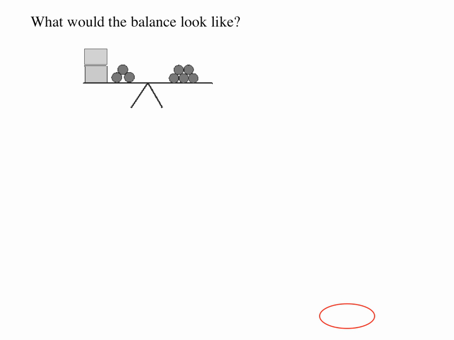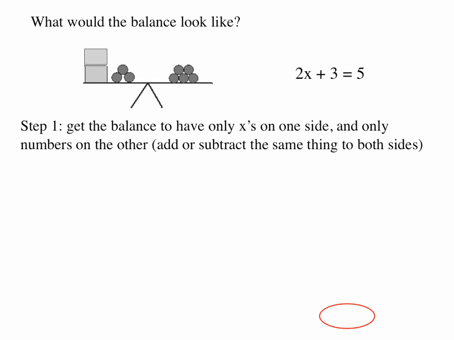So here's another example. This equation, this balance, goes with the equation 2x plus 3 equals 5. Step 1 is I want to get the balance so that it has only x's on one side and only numbers on the other. To do this, I'm going to either add or subtract the same thing to both sides. In this case, I see that if I take 3 marbles away from both sides, I'll end up with just x's on the left and just marbles on the right.